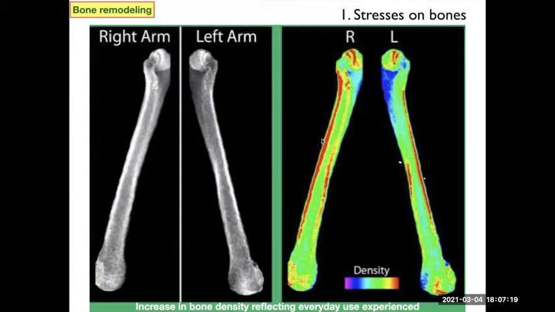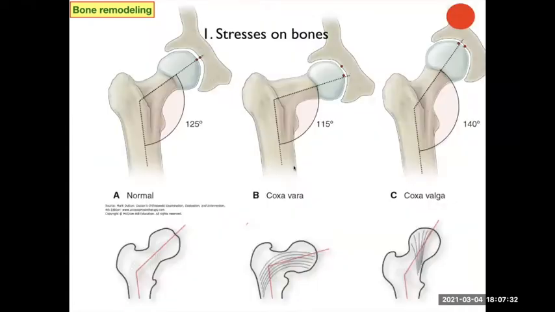Bone grows more dense in the areas where it's being used, right? So this is what they look like with a lot of work. That could come from exercise. It could come from your normal everyday gravitational forces on the bones, right?